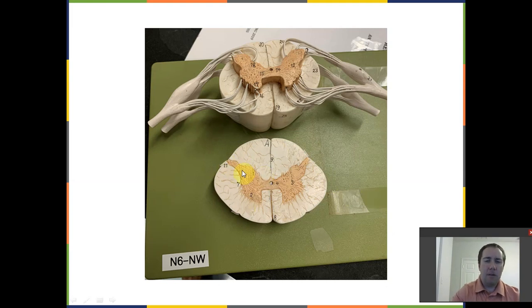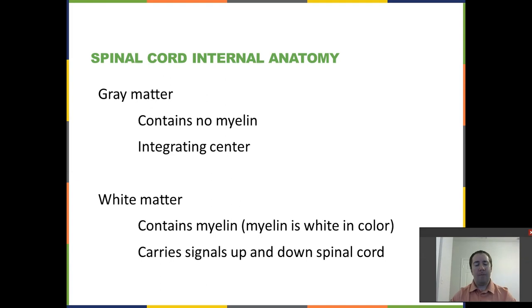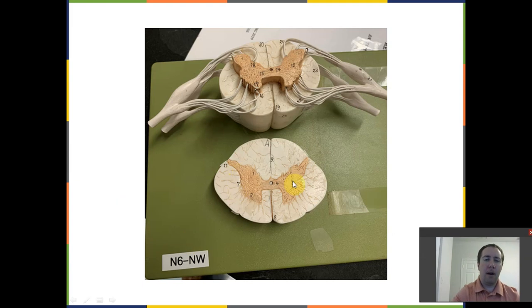In the center, the butterfly portion, where we have gray matter, the neurons don't have myelin. And the natural color of a neuron is gray. And so we can see the gray neurons because they're not covered up with white myelin. The gray matter in the center of the spinal cord is the thinking part of the spinal cord. This is the integrating center. Remember that the term integration means taking sensory inputs and putting them together to create a coherent idea.